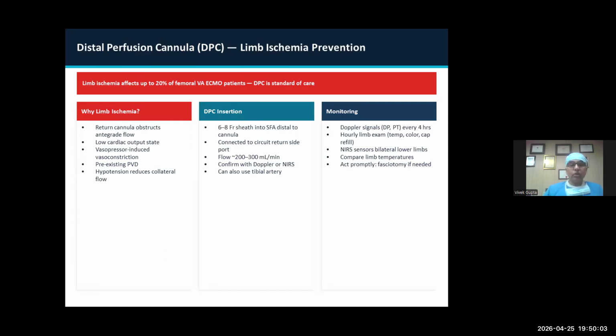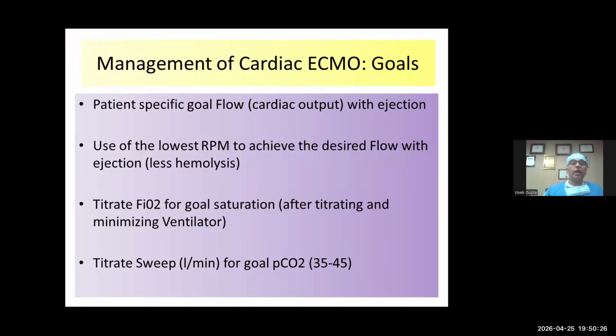When you are placing this cannula, you can maintain a flow of around 200 to 300 ml per minute, and you can always monitor with a Doppler by comparing with the other limb, or with the use of NIRS. So you look at the color, temperature, and capillary refill, or Doppler checks, and compare with the other vessel. If this femoral distal cannula is not possible, you can place a retrograde cannula in the tibial artery.